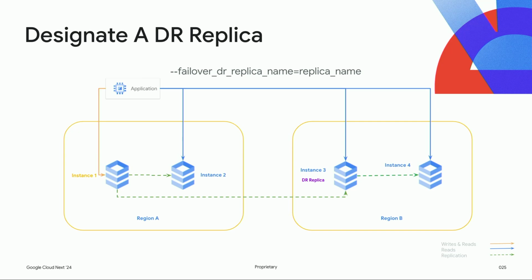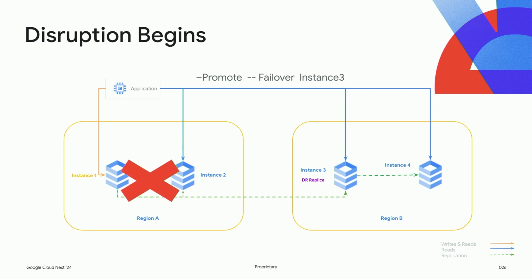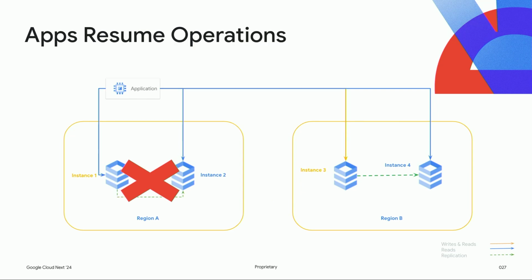So the first thing that I'm going to do for my configuration is take my cross-region read replica, which is instance 3, and designate it as a DR replica by saying my failover DR replica name is instance 3. Once I do that, if there is a disruption on the primary region and the primary region is not available, I can go ahead and promote instance 3 with an additional option called failover.